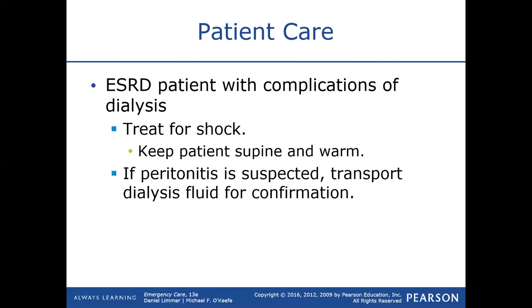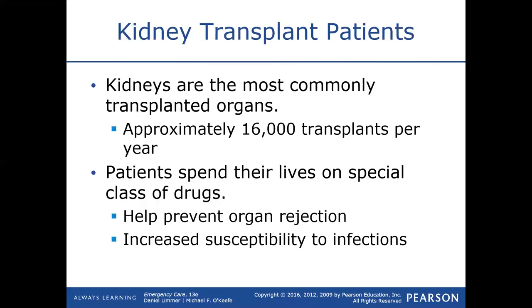And administer oxygen if necessary. Treat for shock, keep the patient supine and warm. Again, if they lost a lot of blood, they could be going into shock. If peritonitis is suspected, transport dialysis fluid for confirmation. So if they have the fluid nearby in their machine and it's in a little plastic container, you could bring that up, and then the hospital can check it out and see what's going on.